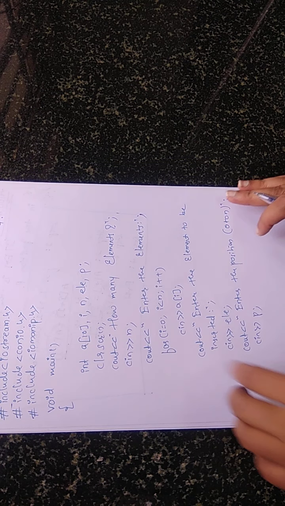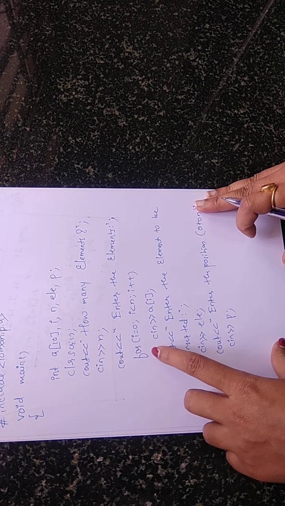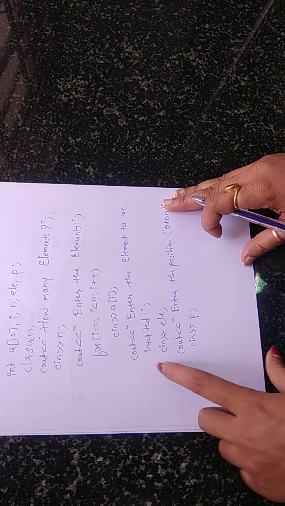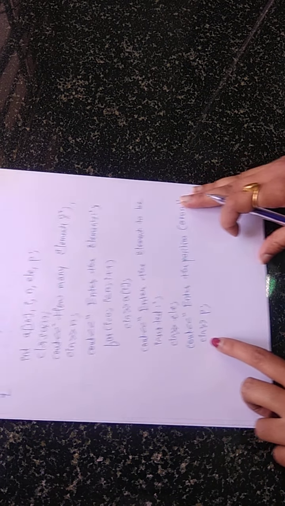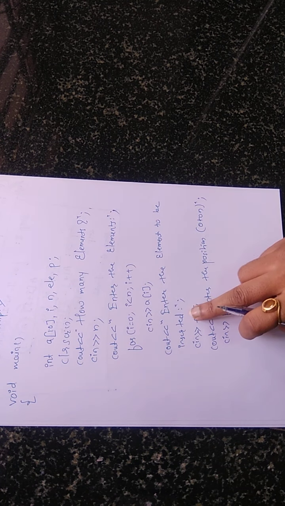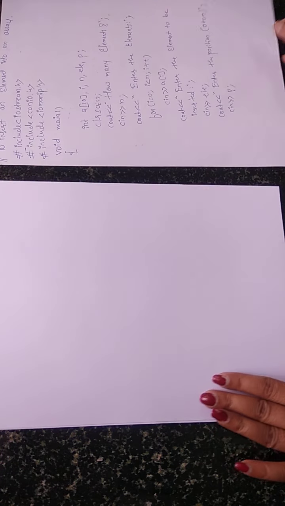What all we have to read? The value of n, that is how many elements we want to add. Then the elements into your array. Then which extra element you want to add in your array and where you want to add it. So that is stored in P, ELE, A of I and n. Now we start adding the elements.